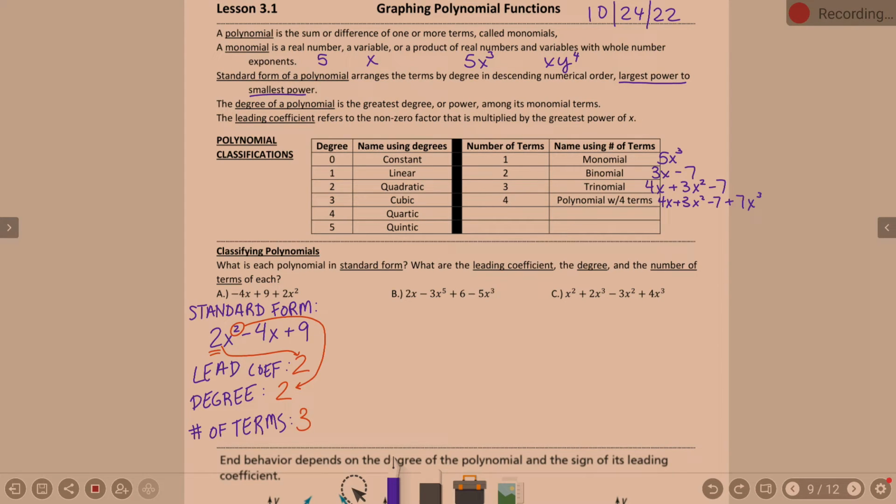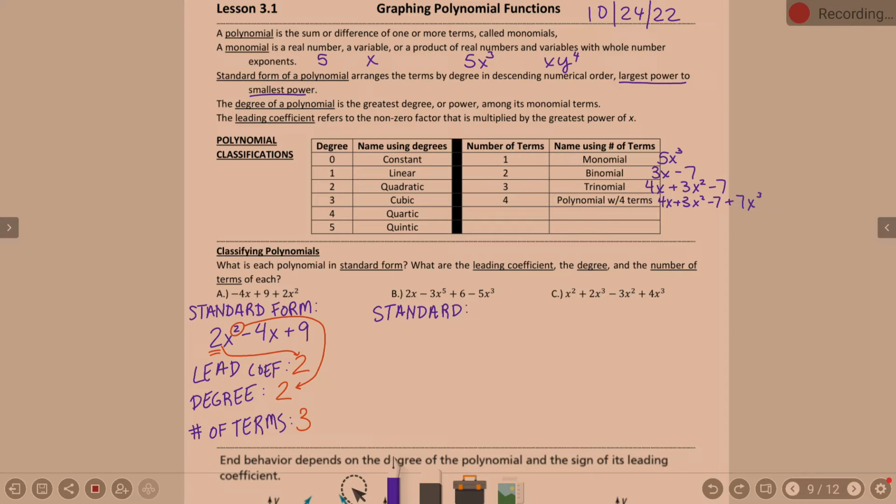Okay. Let's look at example B. Okay. Standard form. Remember, you're going from highest power to lowest power. Ooh, you have to be careful with those signs. What do you got, Gatlin? Just make sure you keep the correct positive or negative sign with the term.